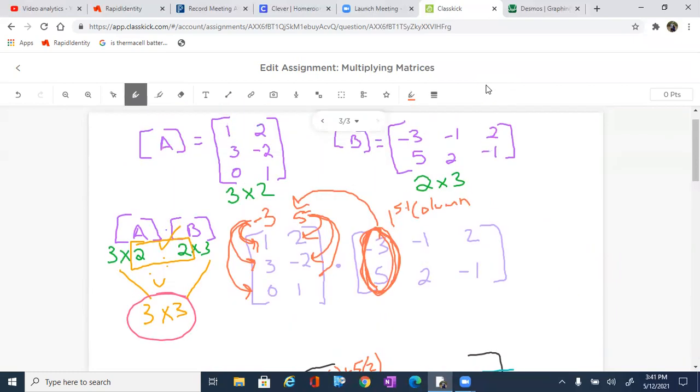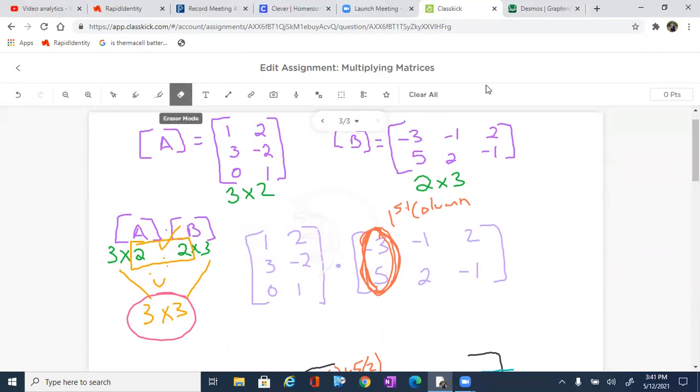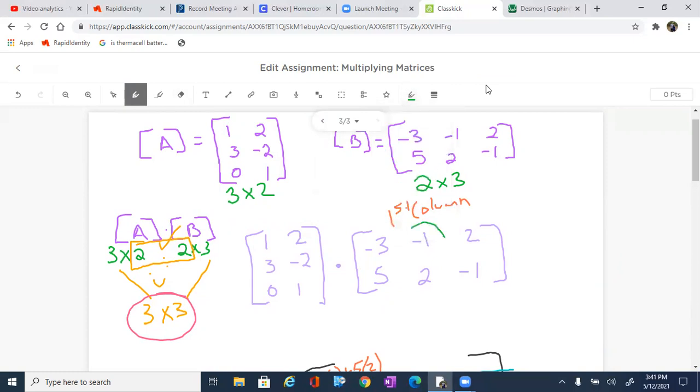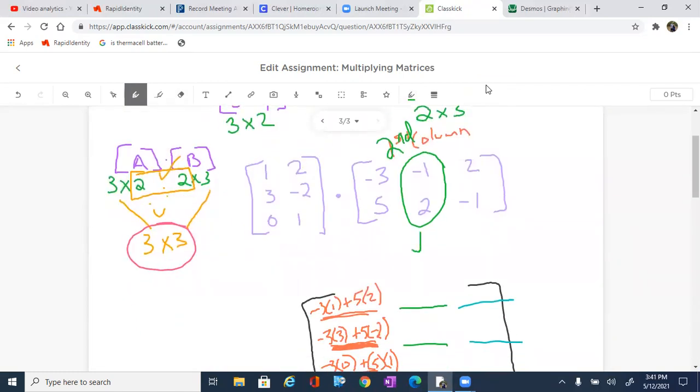I'm going to go to the green column. Now, in order to do this, I have to pay attention to the fact that I am now going to be using the second column. Because I'm using the second column, all of my answers are going to go in the second column.